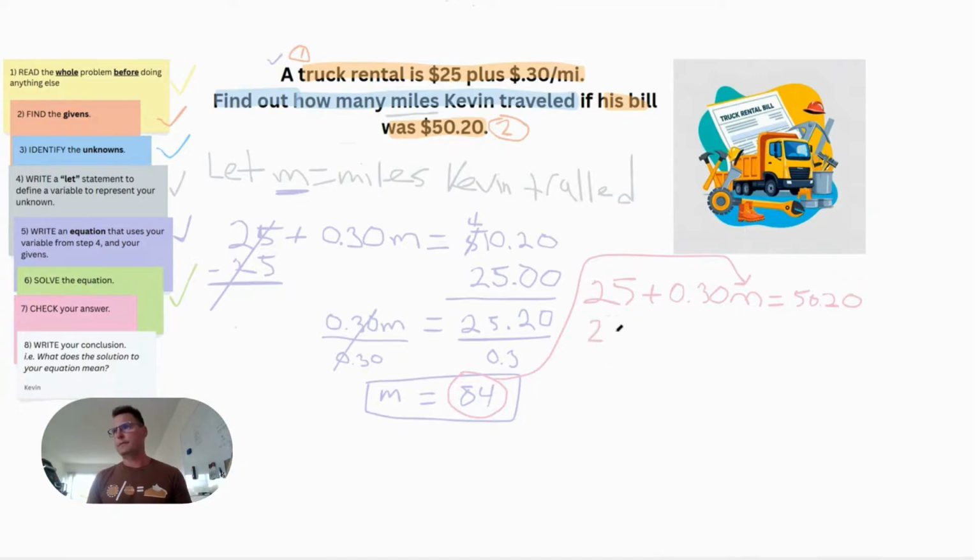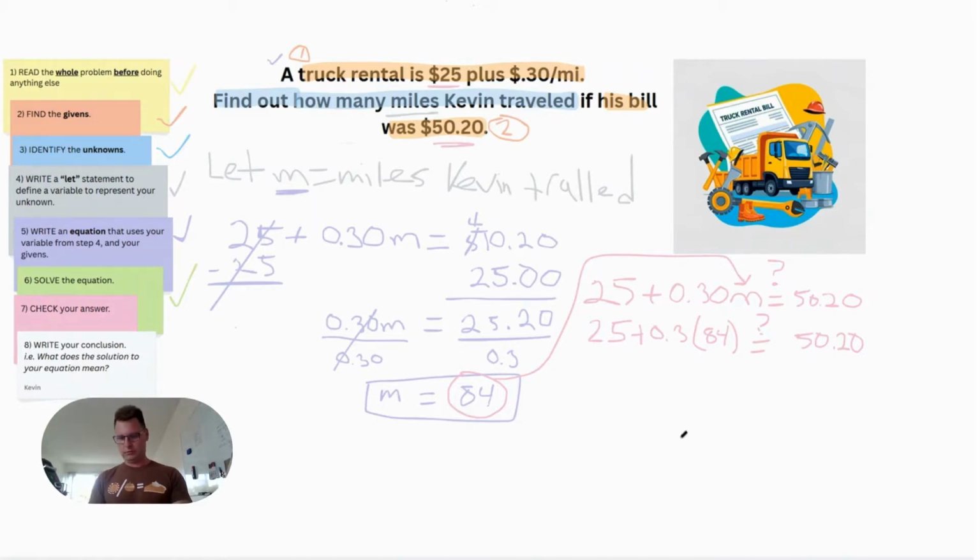Okay, let's do that. 25 plus 0.3 times, same thing as 0.30, right? Is that, for check, let's do a question mark. Is that equal to $50.20? In other words, if we travel 84 miles and it costs 30 cents each, plus the flat $25, is that really our $50.20?